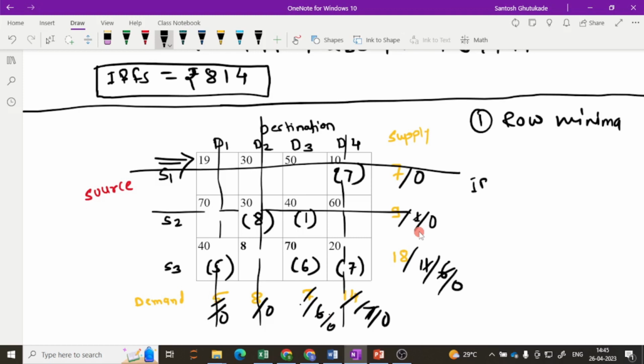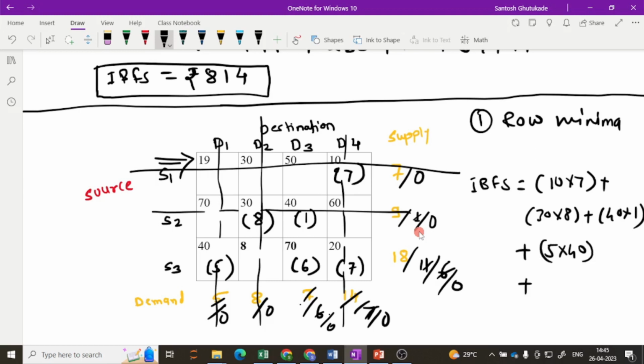So we can calculate the initial basic feasible solution for this: 10 into 7 plus 30 into 8 plus 40 into 1 plus 5 into 40 plus 70 into 6 plus 20 into 7. So this is your initial basic feasible solution by the row minima method.